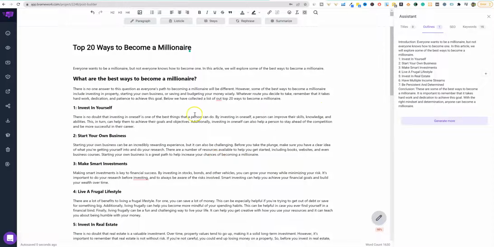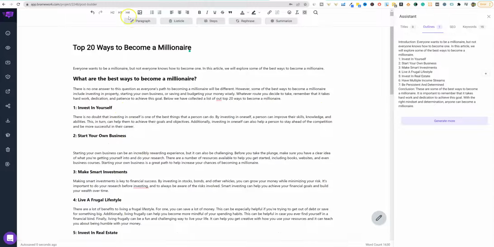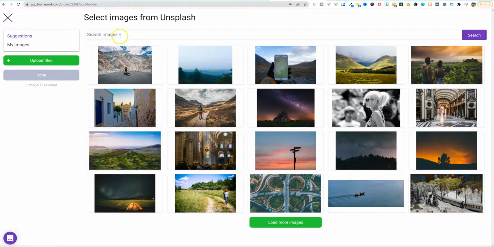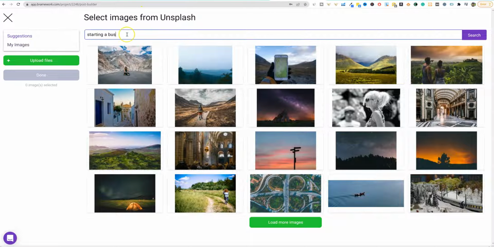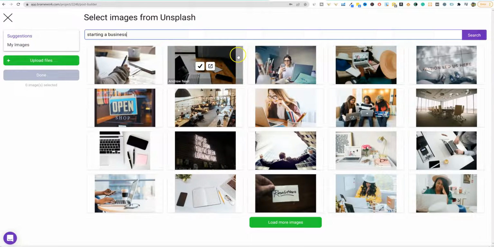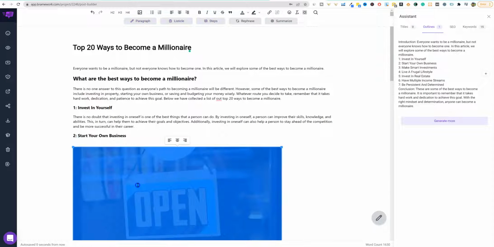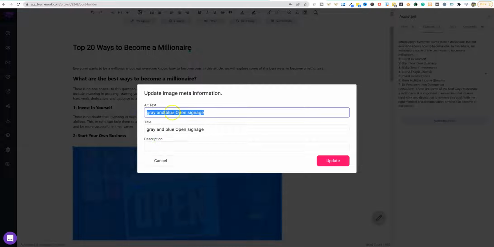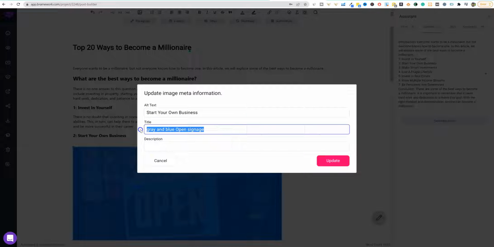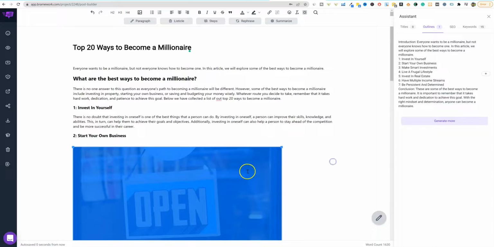Of course, you can come through here and starting your own business. I'll push return there. I'll grab an image and we will go starting a business, right? Then you can grab this, start your own business, to give it some SEO keywords, and go ahead and change the alt tag and the title for this.